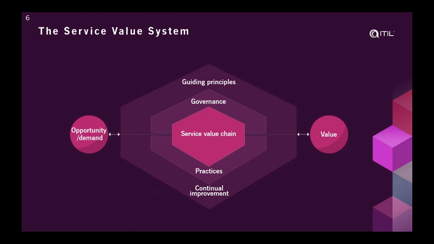It goes through the SVS, which has guiding principles, governance, practices, and continual improvement. I always say this: please don't worry about which is on top and which is on bottom. They're just around the service value chain. They're not in any specific order or importance. In the center sits the service value chain, which is the actual engine that does the work.